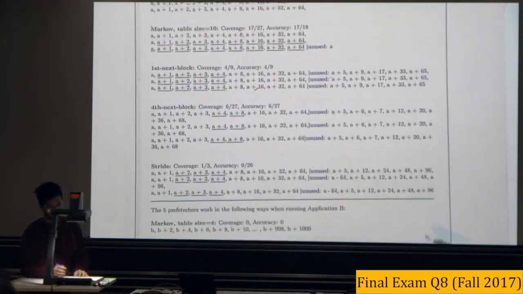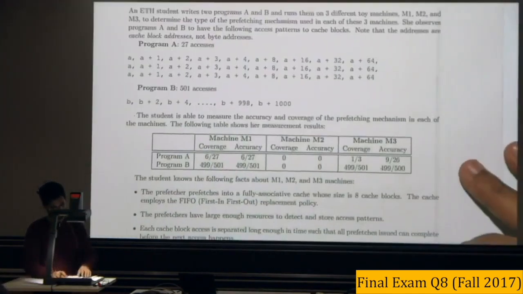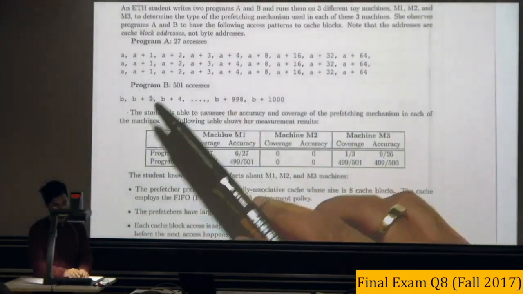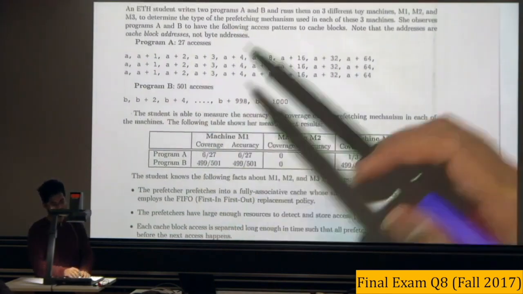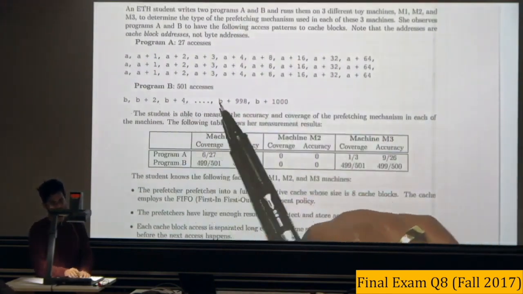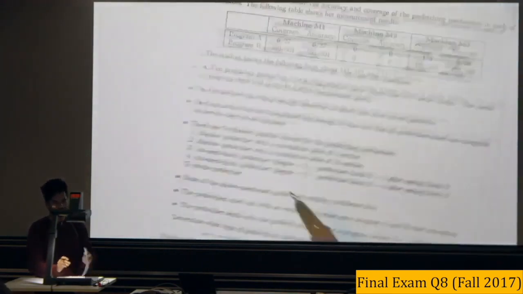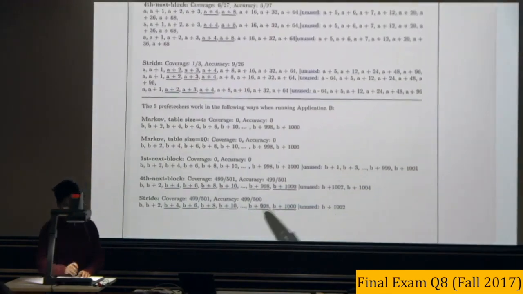Okay, so now let's move to the second program. As we have seen, the second program is this, right? It's just 501 accesses and it's an arithmetic progression. So B plus 2, B plus 4, B plus 6 and so on, B plus 998, B plus 1000. So you can easily guess the stride prefetcher is going to work very well in this case.